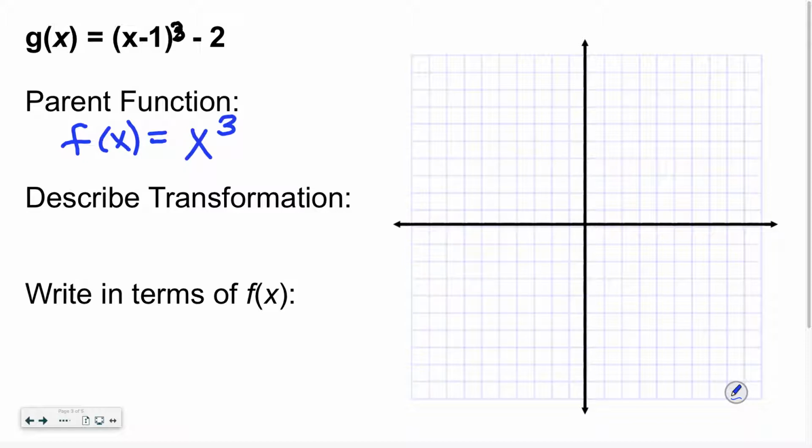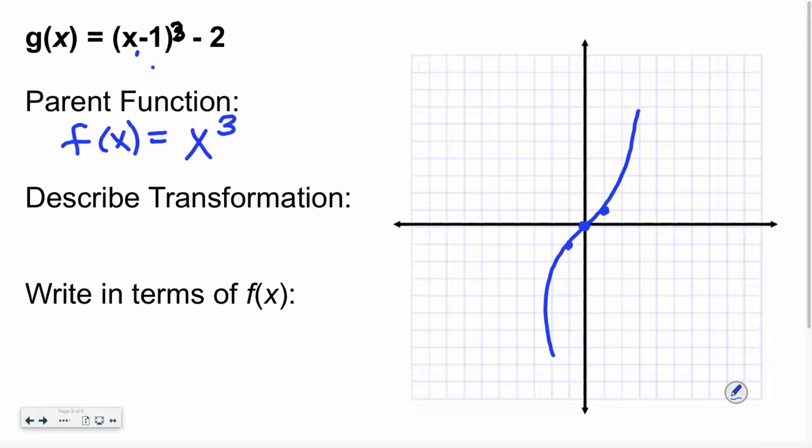Okay? Any of the parent functions, I want you to think of the 3 main coordinates. Don't draw this. I'm just drawing it for effect. We know that the cubic function goes through the origin, 1, 1, and negative 1, 1. Those are the 3 coordinates I want you to think about. Well, what's happening here? We have x minus 1, the quantity cubed, minus 2.